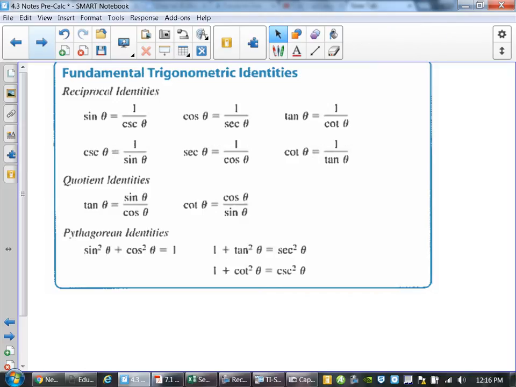So we have our sine. It's 1 over cosecant. Cosine, 1 over secant. Tangent, 1 over cotangent. For those of you that didn't have me for trig before, does it matter that I forget to put the theta or an x in there? No. Are you okay with that? Why? Because if you're doing these verify problems, it's not that big of a deal. It becomes more important when we have to solve equations.